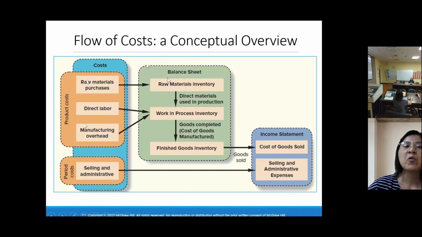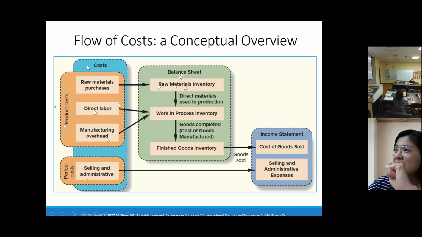On the balance sheet, when the production starts, you will incur the raw material cost, right? So you put raw material here. You also put direct labor here and manufacturing overhead here. Under balance sheet, we have raw materials inventory. So inventory is an account of the balance sheet.